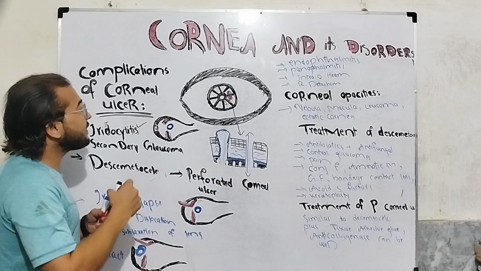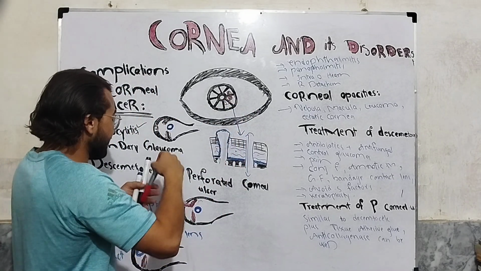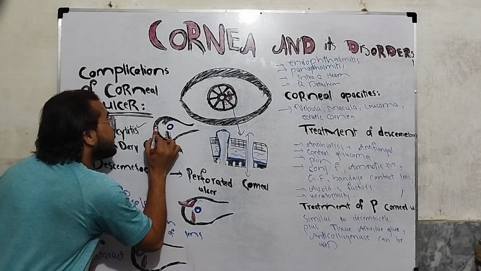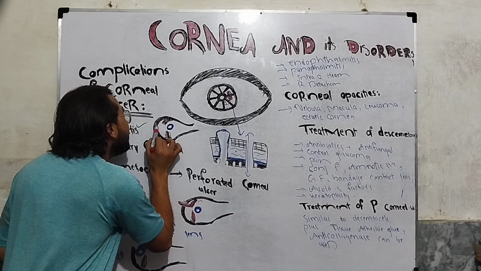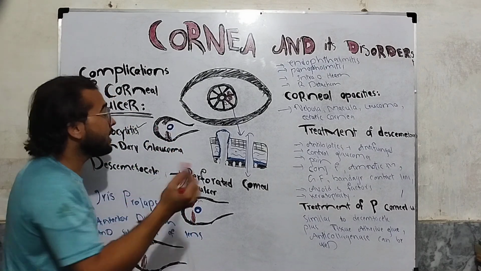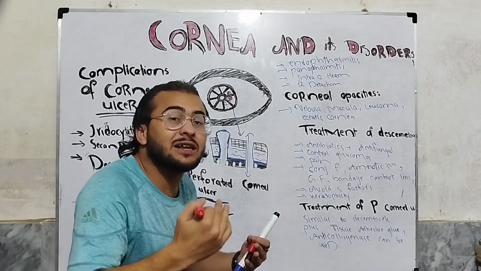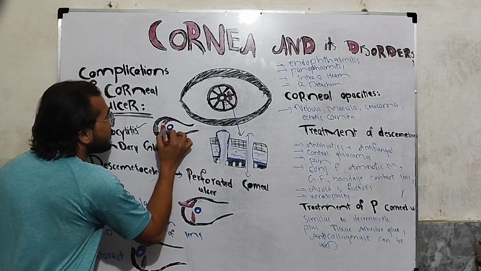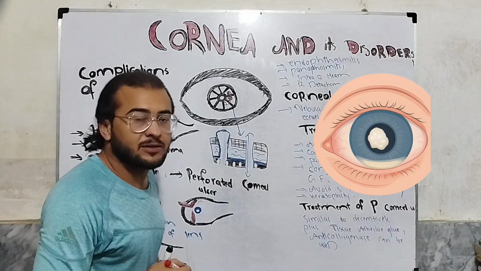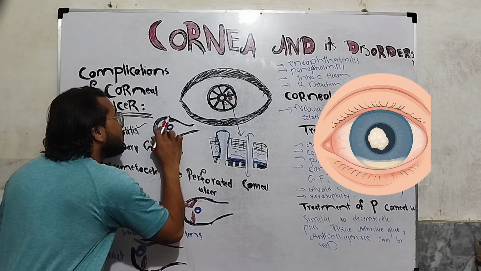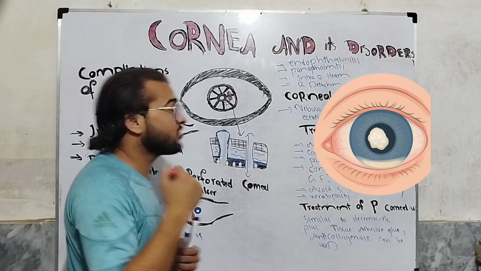Iridocyclitis is when there is the ulcer and inflammatory infiltrate, what will happen? If the inflammation is severe, then the cytokines and the toxin will come to the anterior chamber, and these cytokines and toxin will cause the inflammation of iris and ciliary body, okay? So the iris and ciliary body will be inflamed, which is called iridocyclitis. In turn, this iridocyclitis will release inflammatory infiltrate into the anterior chamber.